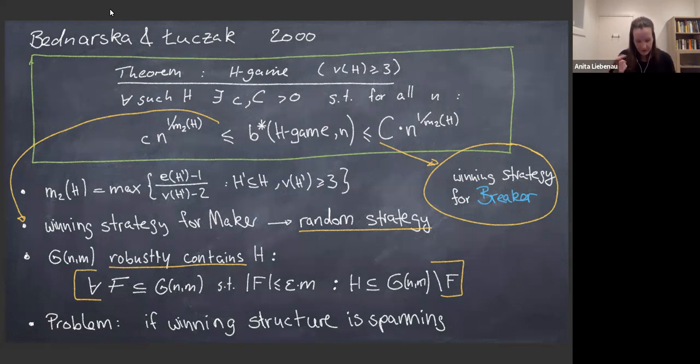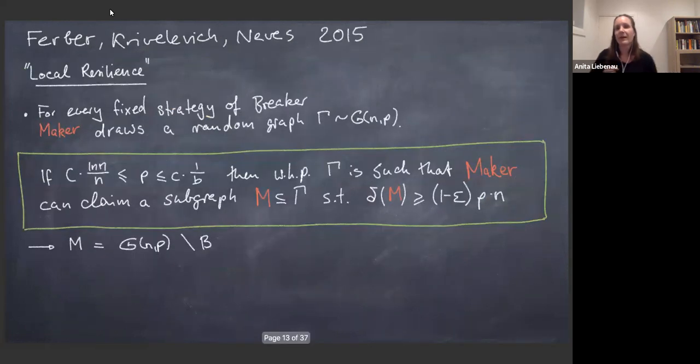And then the next result in this line is due to Ferber, Krivelevich and Naves, who turned this global robustness or global resilience result into a local resilience result. So what's their strategy? They say that, well, for every strategy of Breaker, whatever Breaker is trying to do, Maker just draws a random graph.